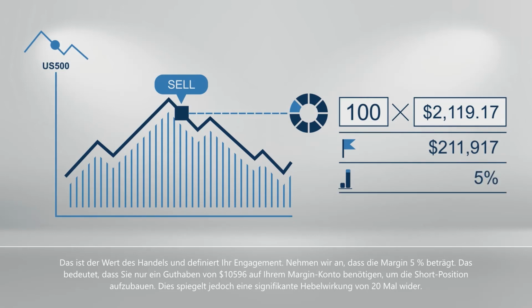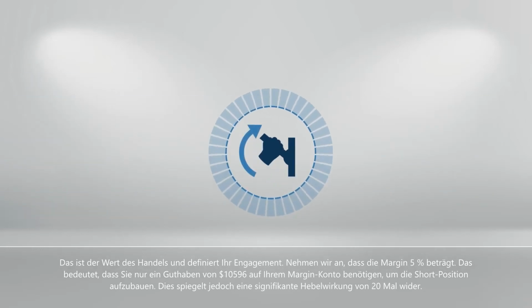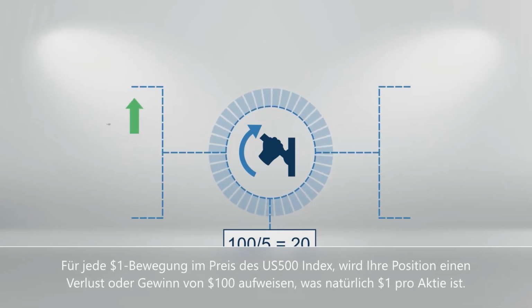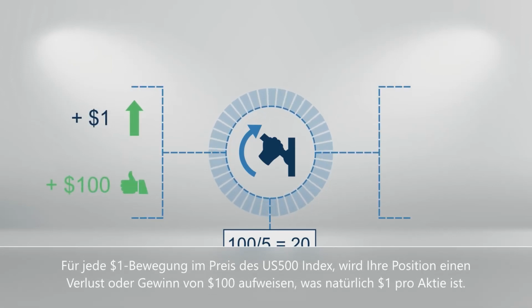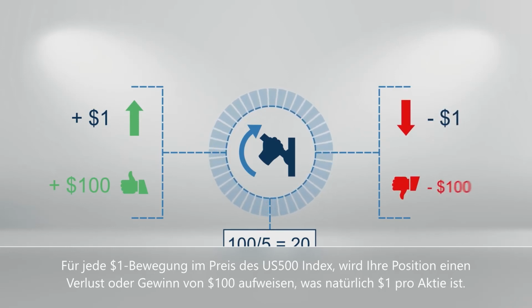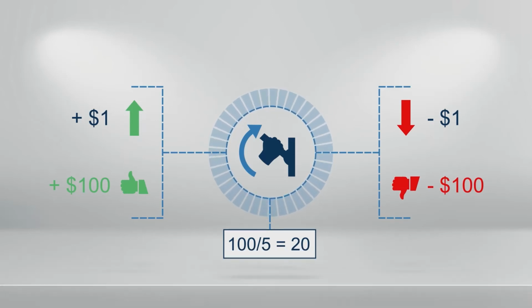This means that you only need a balance of $10,596 on your margin account to establish the short position. However, this does reflect a significant leverage of 20 times. For every $1 movement in the price of the US 500 index, your position will show a profit or loss of $100, which is, of course, $1 per share.